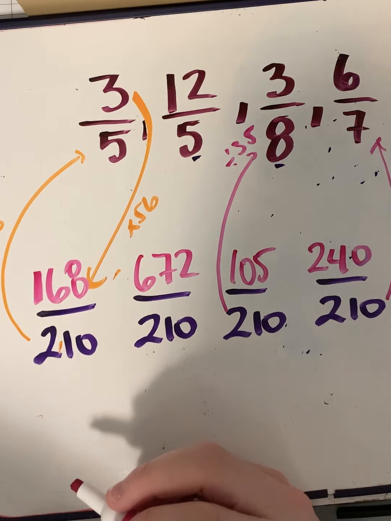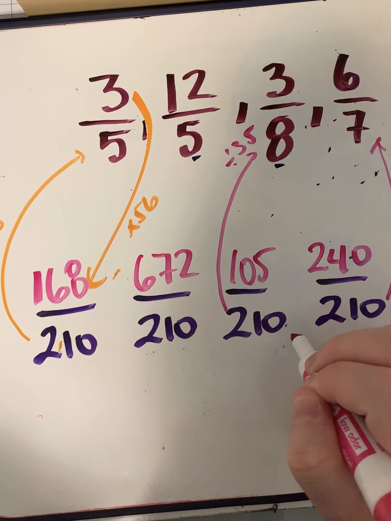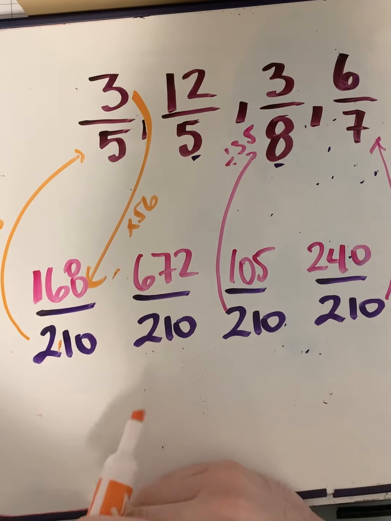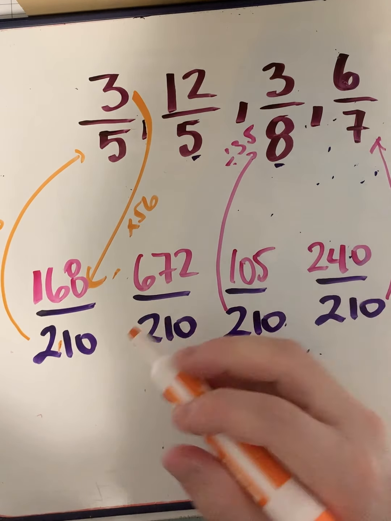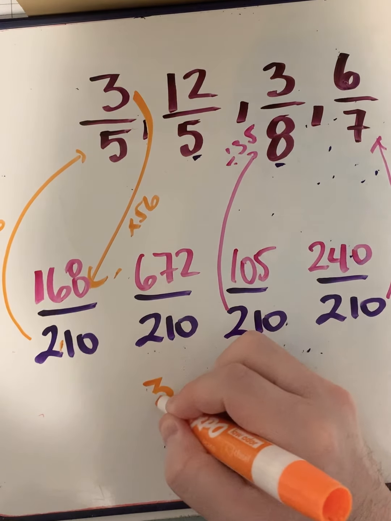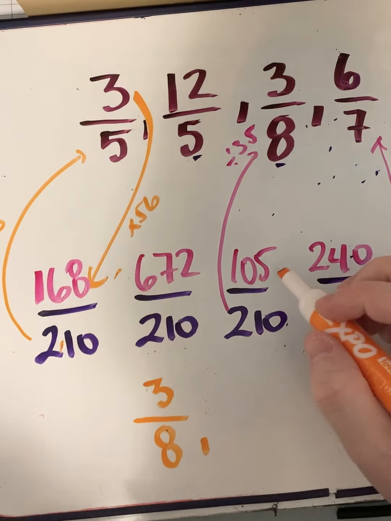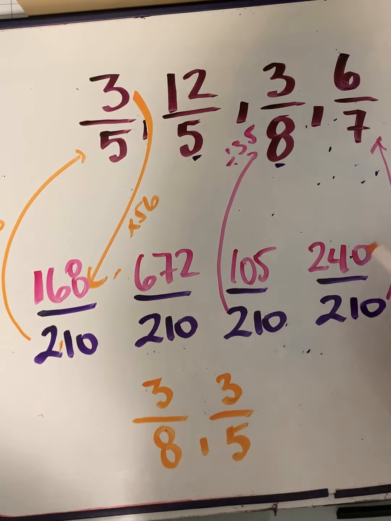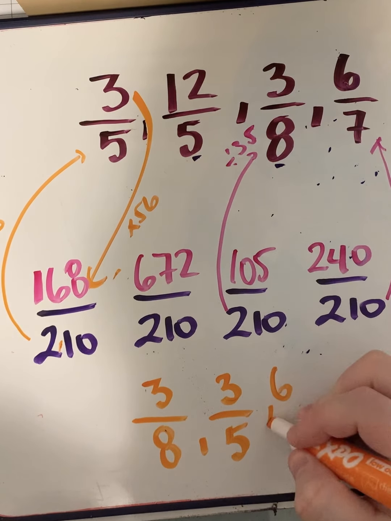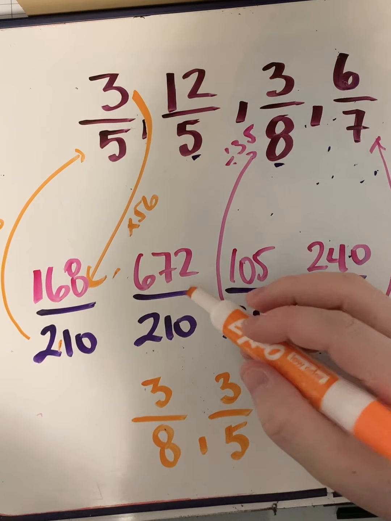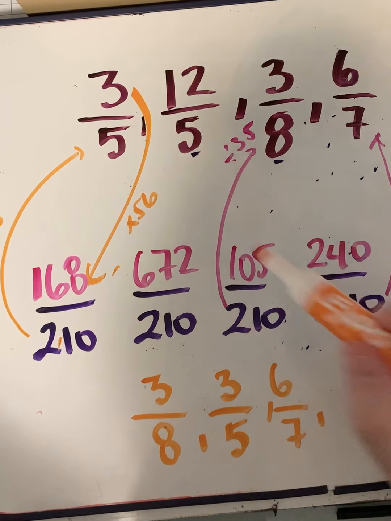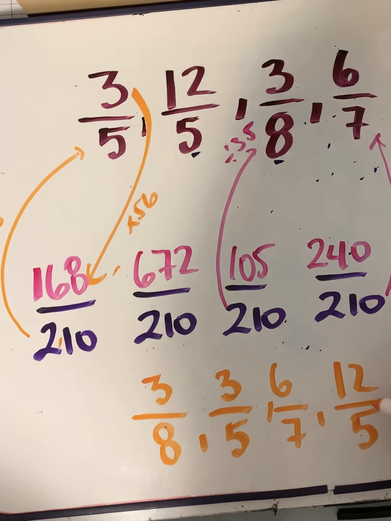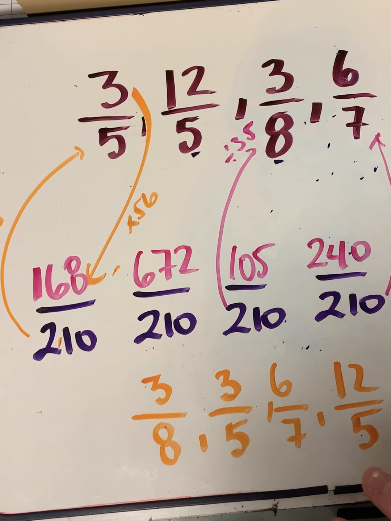So now that all of them are in order, I can easily solve this, right? So my least to greatest, what's the lowest number? Well, it's 3 over 8. The next least is 168, 3 over 5. The next least is 6 over 7. And then obviously we could kind of tell our improper fraction was going to be the biggest one, right? So 12 over 5. So a very, very brief way of doing this.